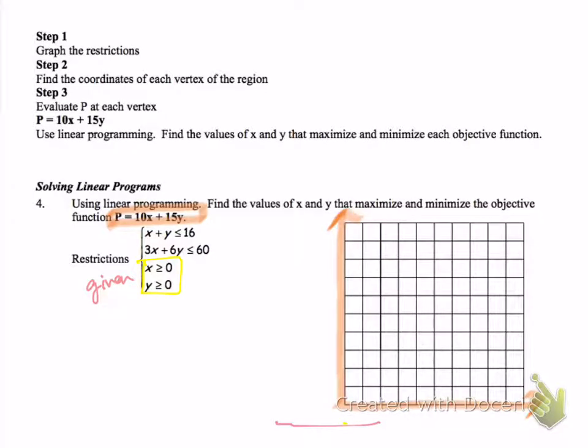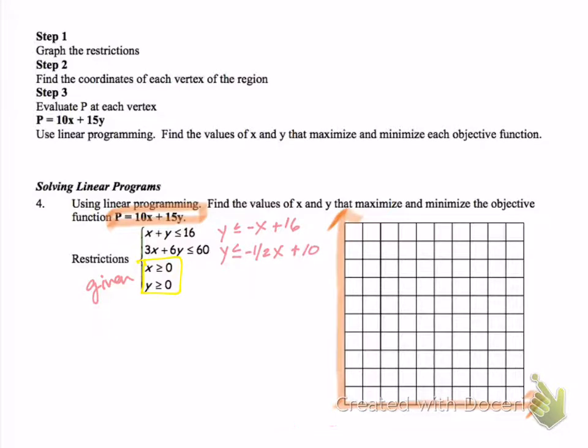So it may not tell you in the word problem to say x is greater than 0 and y is greater than 0, but you always include them no matter what so that you don't have negatives. So then the next two, I'm going to put them in slope-intercept form. So y is less than or equal to negative x plus 16. And then solve the next one for slope-intercept form. You end up getting y is less than or equal to negative 1/2 x plus 10.